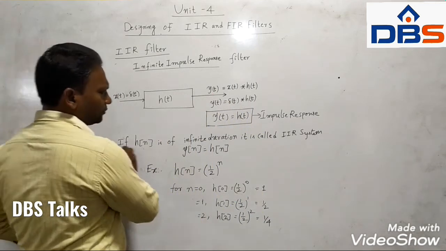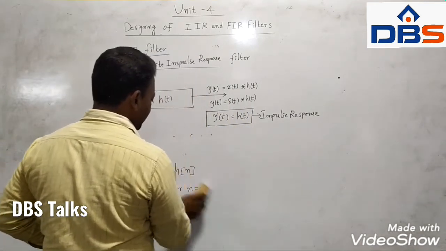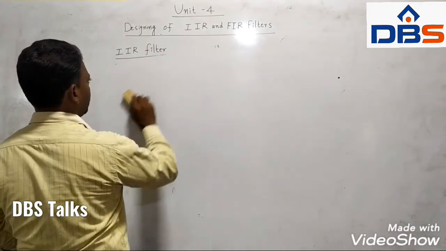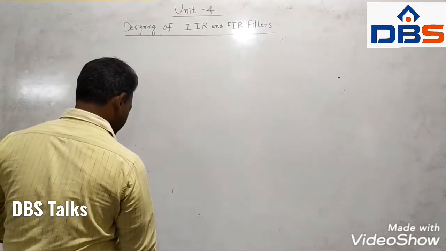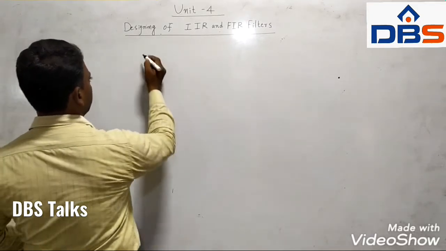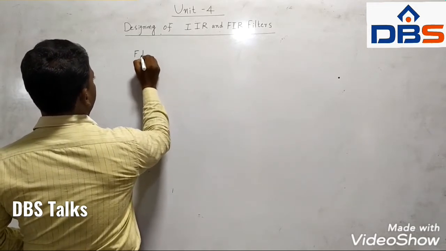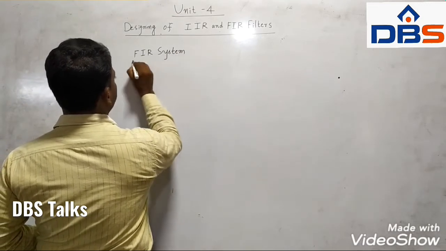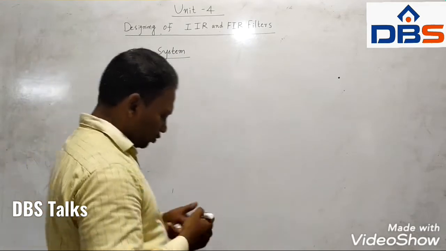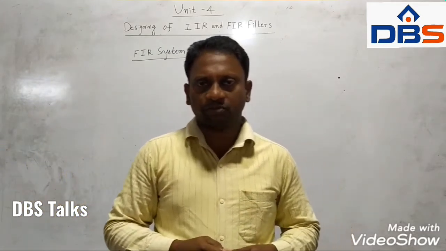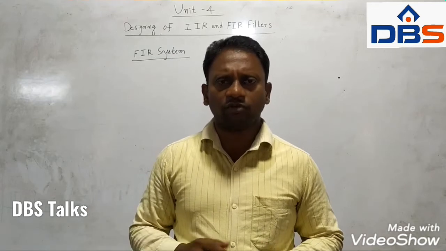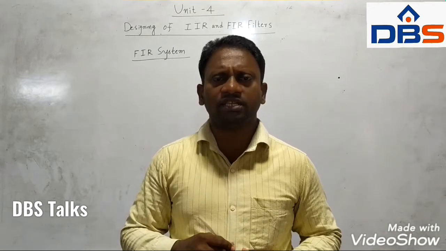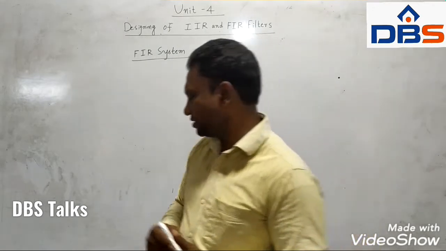Now we will go for the other model, that is the finite impulse response system, FIR system. FIR means finite impulse response. Now how to define this? Suppose the impulse response is defined only for finite values of time, finite values of n, then we say that it is a finite impulse response system.